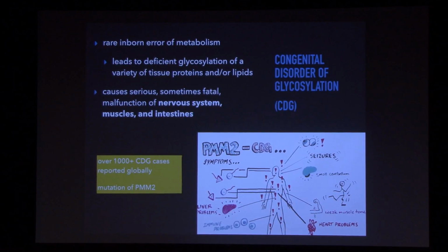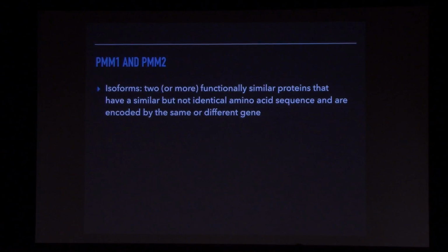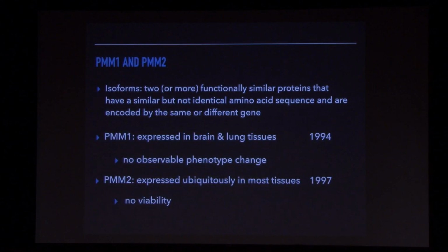Now, if you think back to my thesis title, I said my best protein friend is PMM1, but here is PMM2. How are they related? PMM1 and PMM2 are isoforms. So it just means that there are two functionally similar proteins that have a similar but not identical amino acid sequence, and they are actually coded by different genes. So PMM1 was first found in 1994, but it only exists in brain and lung tissues. So it doesn't correlate with the observation of CDG symptoms all over the body. Thus, it was doubted that PMM1 is the cause for CDG. And there has to be something else.